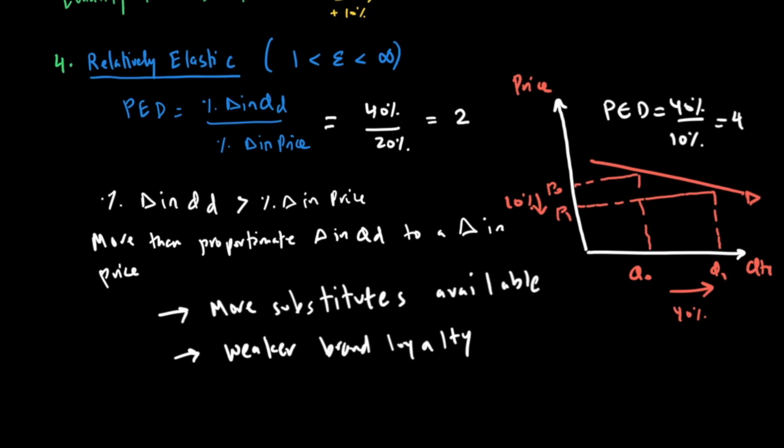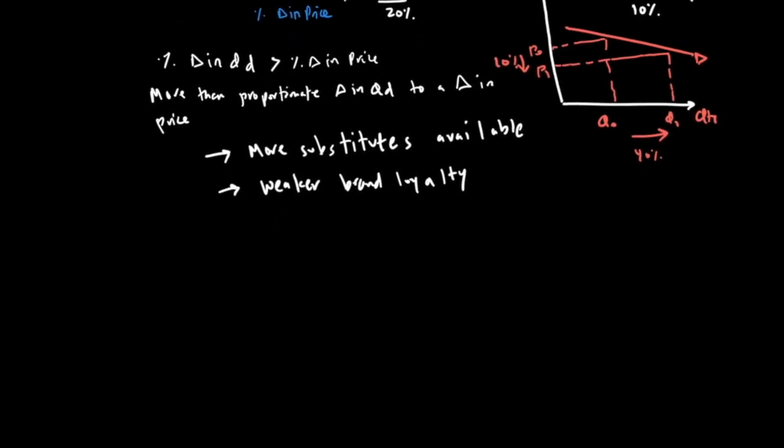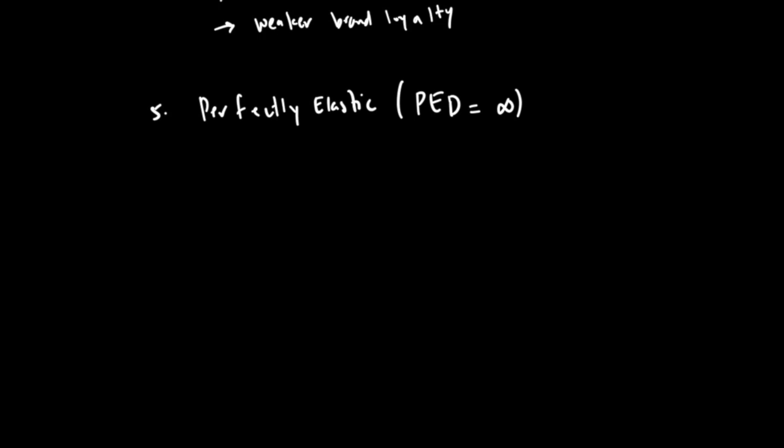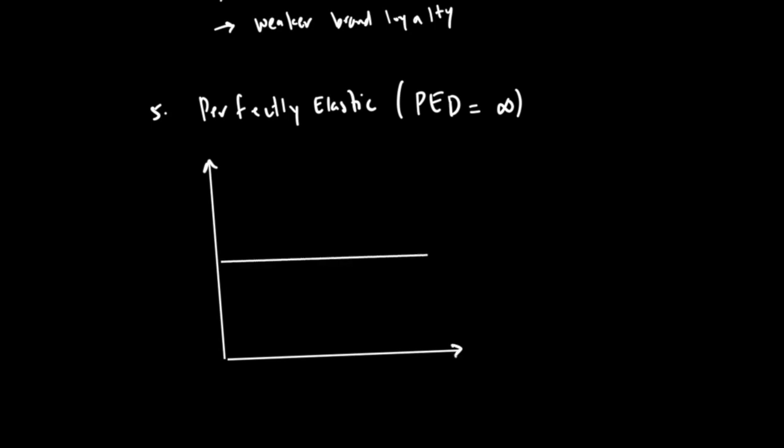The last case we want to discuss is what we call perfectly elastic good. A perfectly elastic good is a good where the PED is equal to infinity. Now this is a good where your demand curve is completely horizontal, completely flat, and let me show you an example.